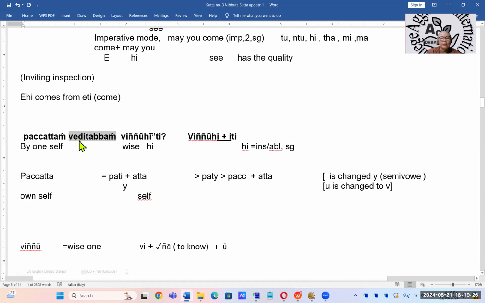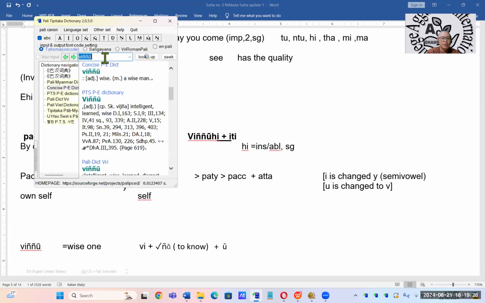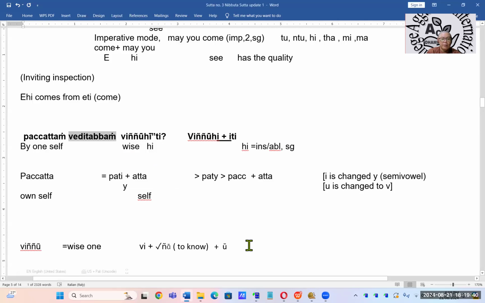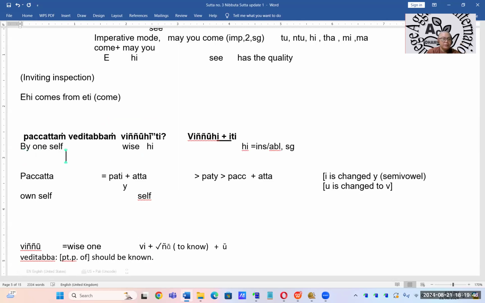Okay. Now, just copy, go to any dictionary and paste it, right? Then you say, potential participle, should be known, all right? So you just copy the meaning, should be known. And then you go there and paste it down there to make your own vocabulary, right? So should be known. So then you put the translation here, should be known. Okay.